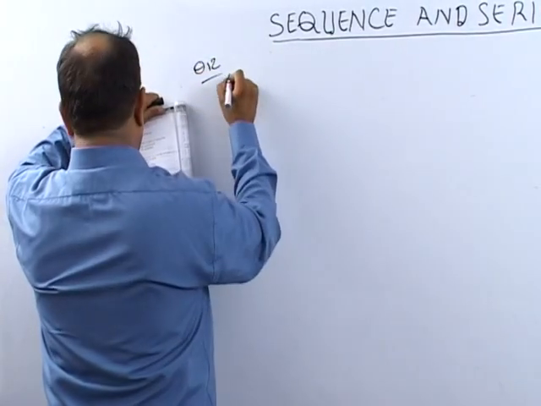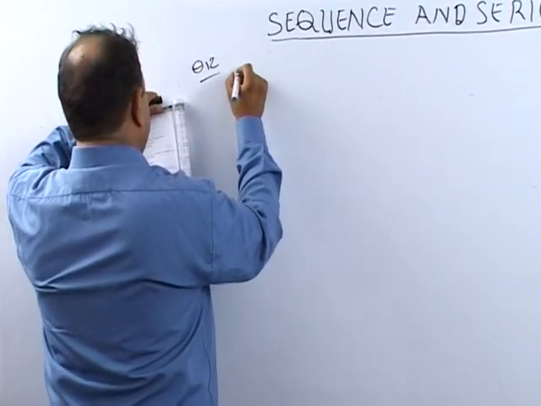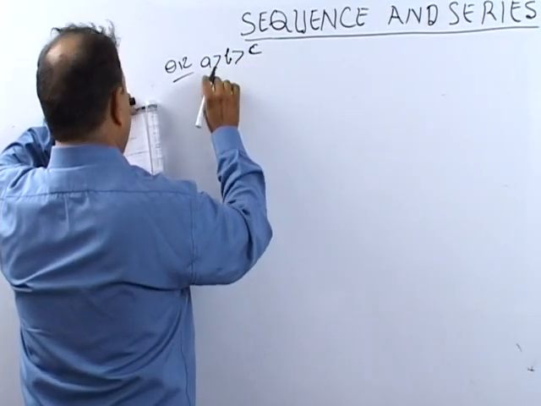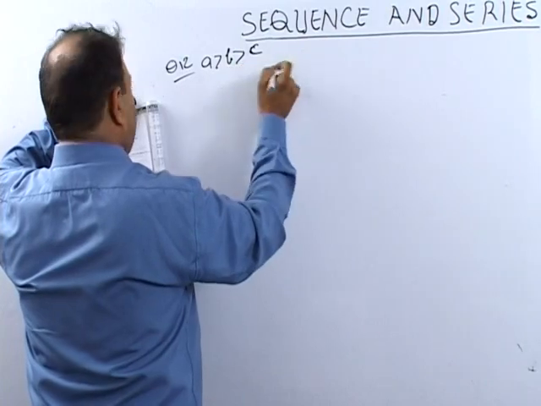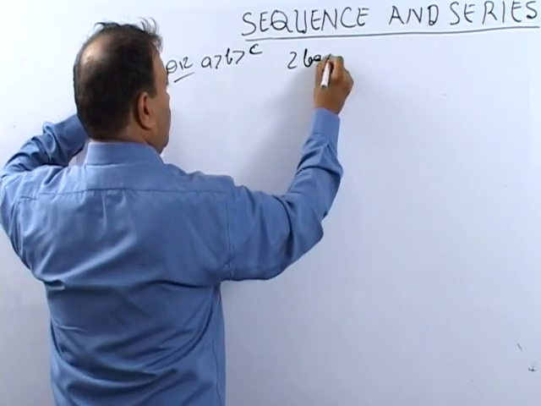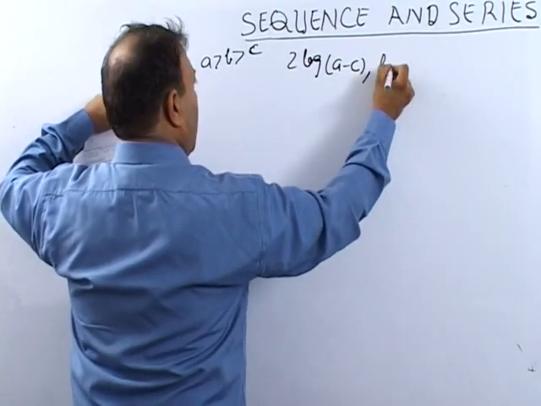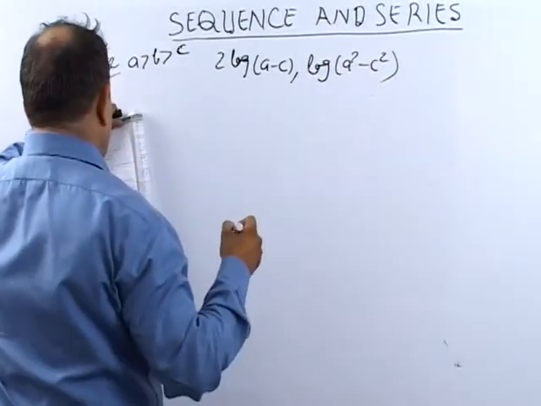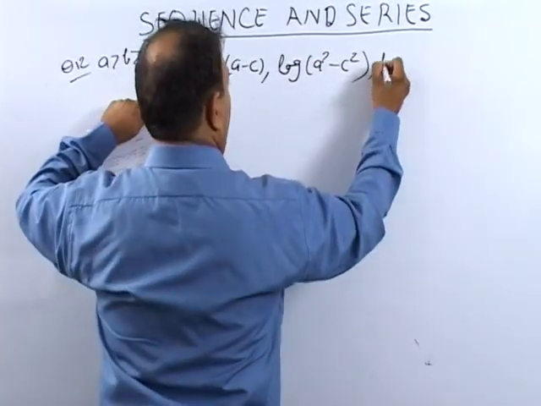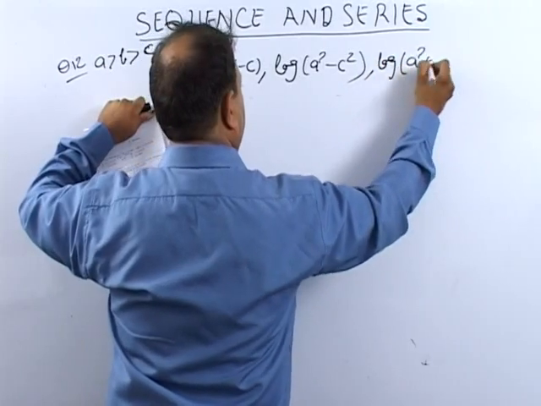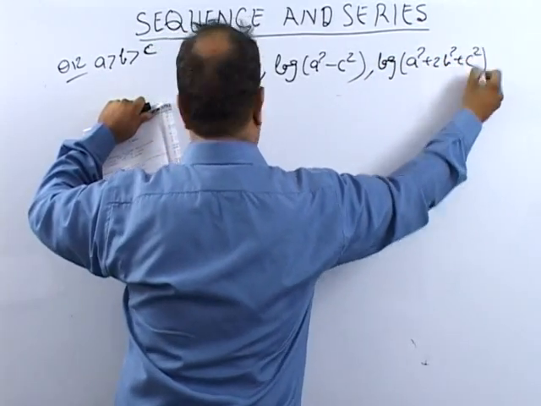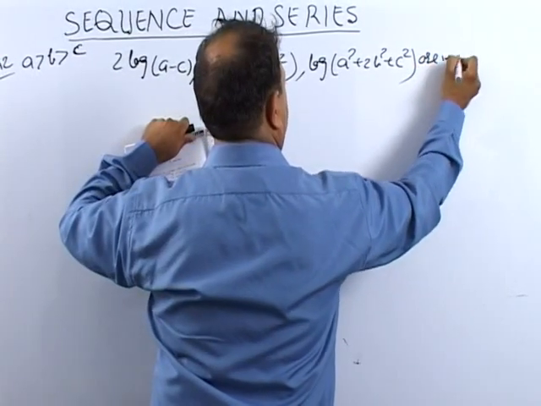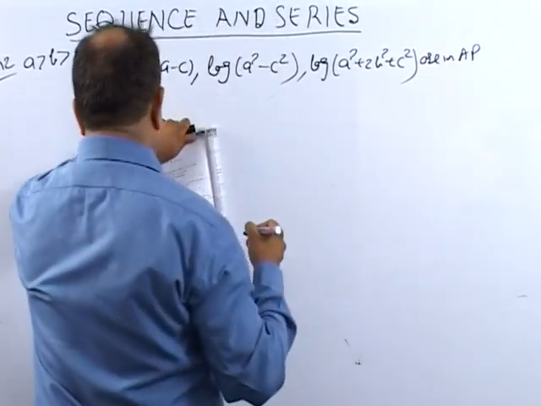Question number 12. We have been given A > B > C, and 2 log (A − C), log (A² − C²), log (A² + 2B² + C²) are in AP.